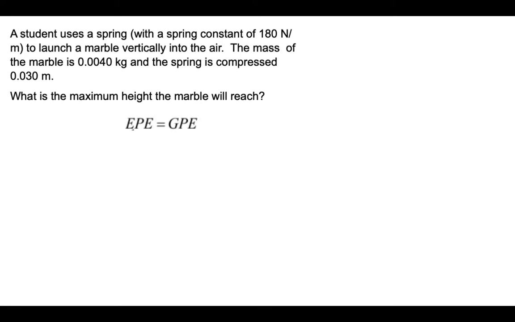Similar breakdown here, except the elastic potential energy is converted to gravitational potential energy. While the marble has velocity when it leaves the spring, the total energy at the end of the transformation will be gravitational potential energy. So we set those two equal to each other. We know elastic potential is 1/2 kx squared. That's equal to mass times gravity times the height. We need to solve for h, so we divide both sides by 2mg.